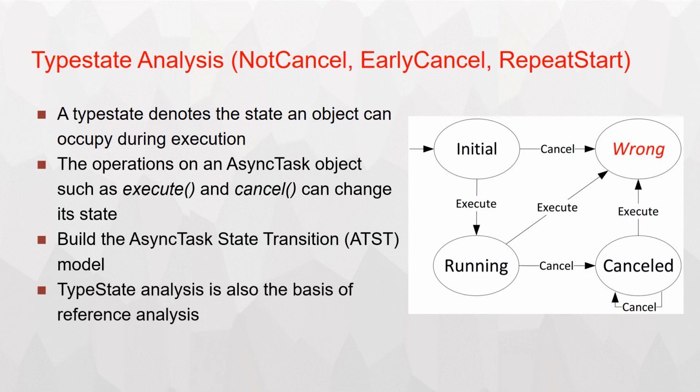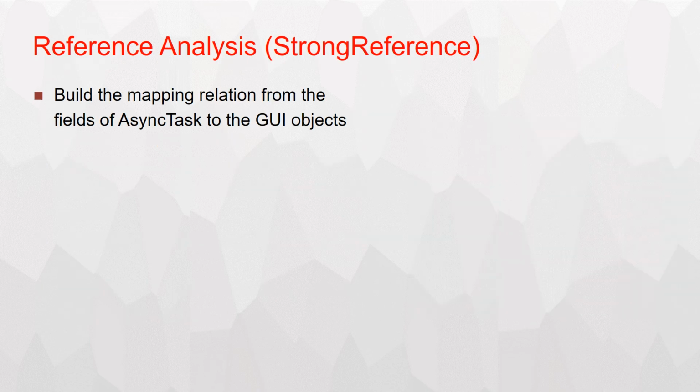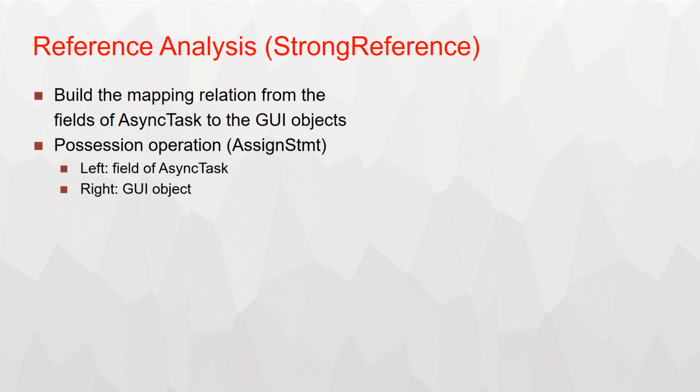Besides, type state analysis is also the basis for reference analysis. The second part is reference analysis. As the strong reference pattern shows, we need to record the mapping relation from the fields of async task to GUI objects. Such relation is built through possession operation, which is the assignment whose left operand is the field of async task, and right operand is the GUI object.